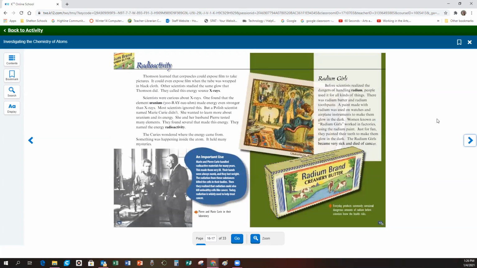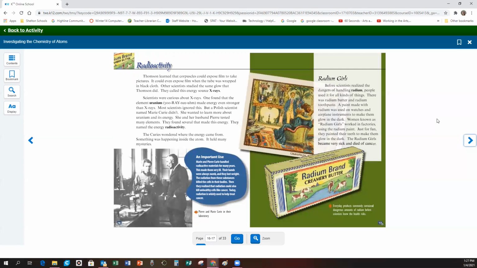Radioactivity. Thomson learned that corpuscles could expose film to take pictures. It could even expose film when the tube was wrapped in black cloth. Other scientists studied the same glow that Thomson did. They called this energy source X-rays. Scientists were curious about X-rays. One found that the element uranium made energy even stronger than X-rays.